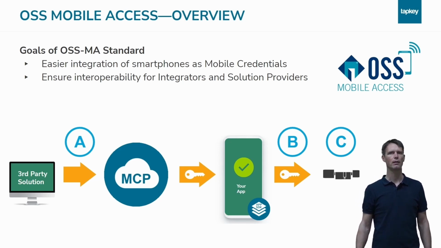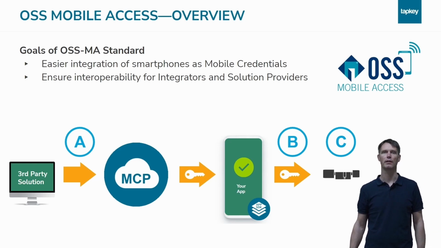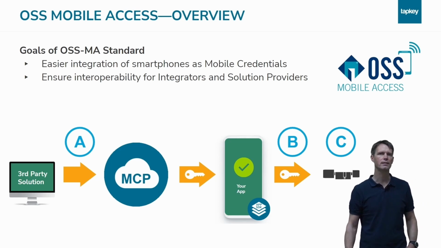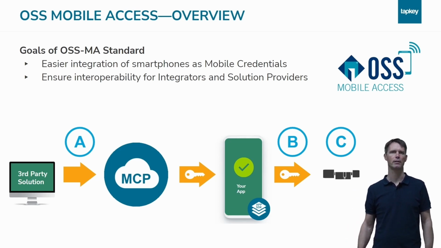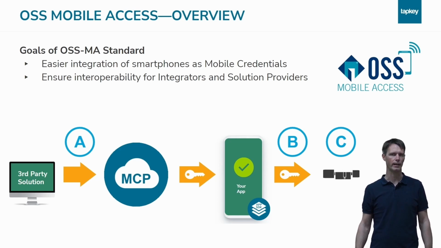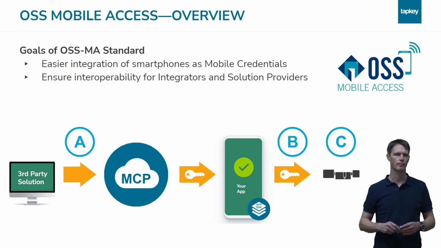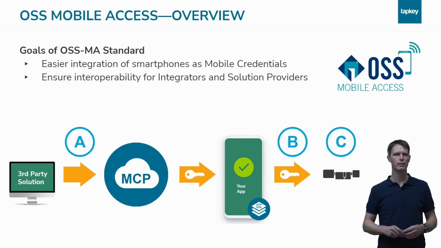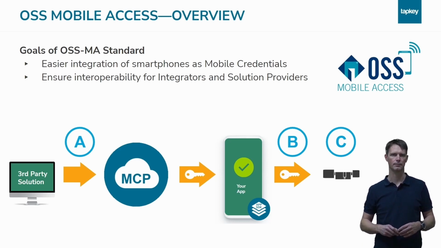OSS-MA basically consists of three parts, the so-called interfaces A, B, and C. Interface A defines the web service interface between the third-party solution and the mobile credential provider. Interface B describes the communication between the smartphone and the locking device, and interface C covers the firmware part of the locking device. In this webinar, we will talk about interface A, the interface that allows your platform to communicate with the Tapkey cloud service by using this upcoming standard.